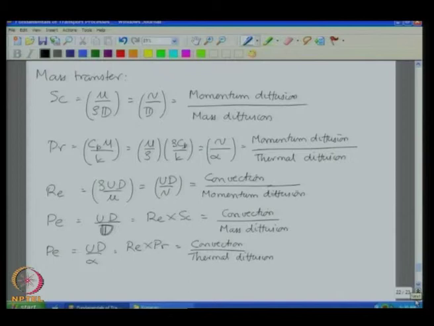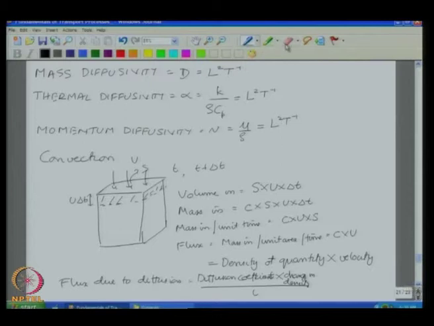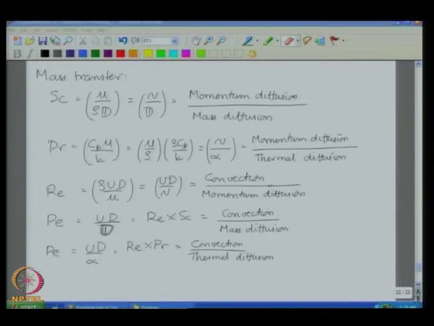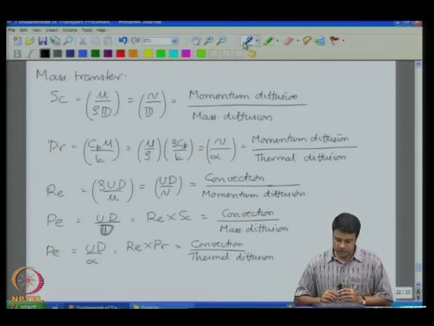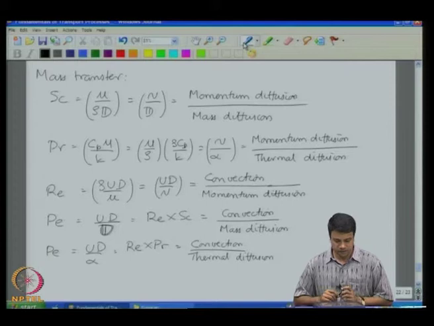Therefore, the ratio of those two will give you a ratio of flux due to diffusion and flux due to convection. In this case the Reynolds number is the ratio of the flux due to convection, u times length, divided by the kinematic viscosity. The Schmidt number that we had seen earlier was the ratio of momentum diffusion and mass diffusion. Momentum diffusion coefficient, kinematic viscosity, has dimensions of length square time inverse. Mass diffusion coefficient has dimensions of length square time inverse.